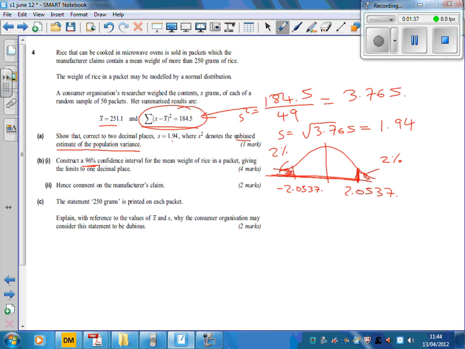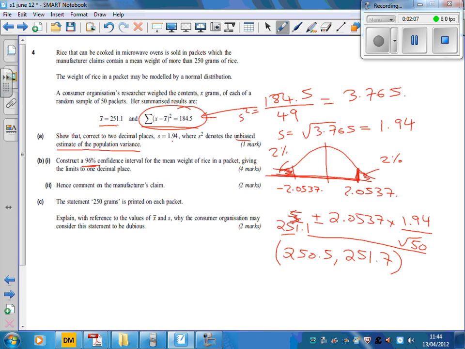Our confidence interval formula is the mean plus or minus this value times our S value divided by the square root of the number of ones we got there. Well, what was X bar? They told us earlier it was 251.1. Tapping those into your calculator, you get the lower one to be 250.5 and the higher end to be 251.7. Just tapping this into the calculator. So there's 4 marks for that.